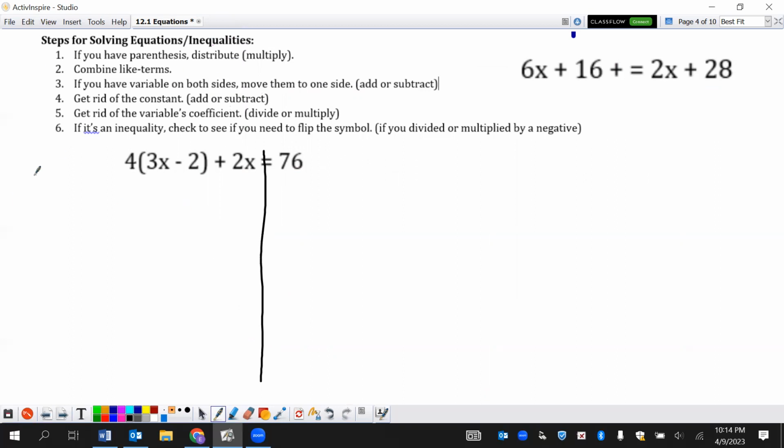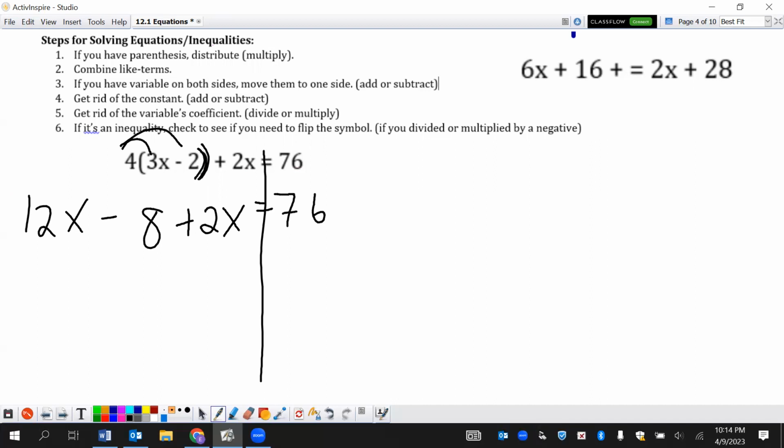So if you have parentheses, distribute. So 4 times 3, 12x. 4 times negative 2, negative 8. Parentheses closed, so those positive 2x's, I'm just going to copy them. And then equals 76 on the other side, I also copy.